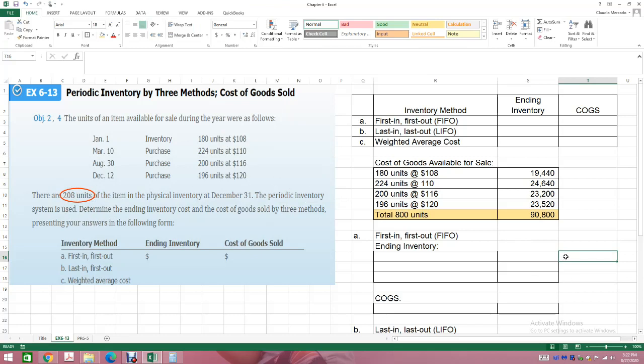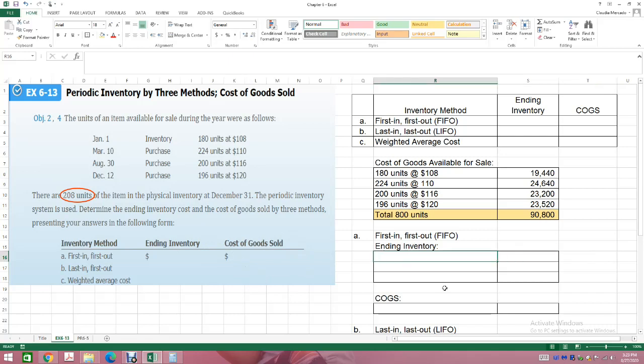Now that we know this information, we know how much we had available for sale. We had 800 units valued at 90,800. I know I have 208 of those units left. Now we need to figure out what the ending inventory value is, and my cost of goods sold is, using the three different inventory methods.